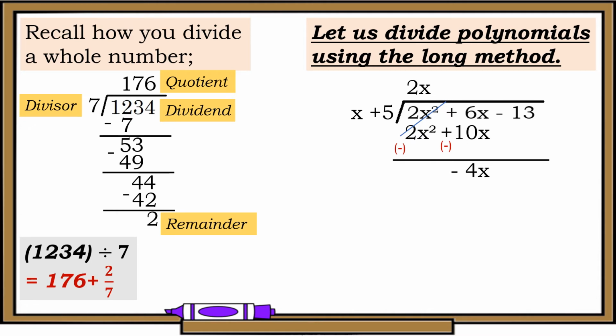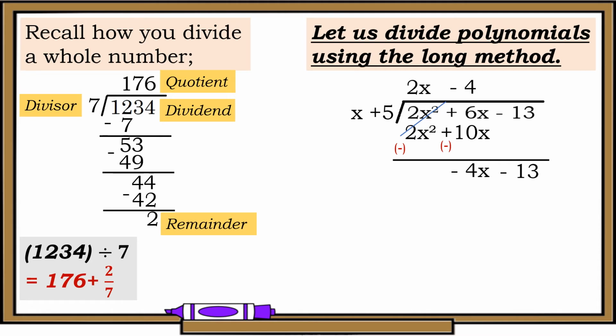So, after you subtract, you check if there is anything to bring down. Is there anything to bring down? Yes. What? The negative 13. So, bring down negative 13. When you bring something down, you divide again. How do you divide? The first term, negative 4x, you also divide by the first term of the divisor. So, negative 4x divided by x is negative 4.